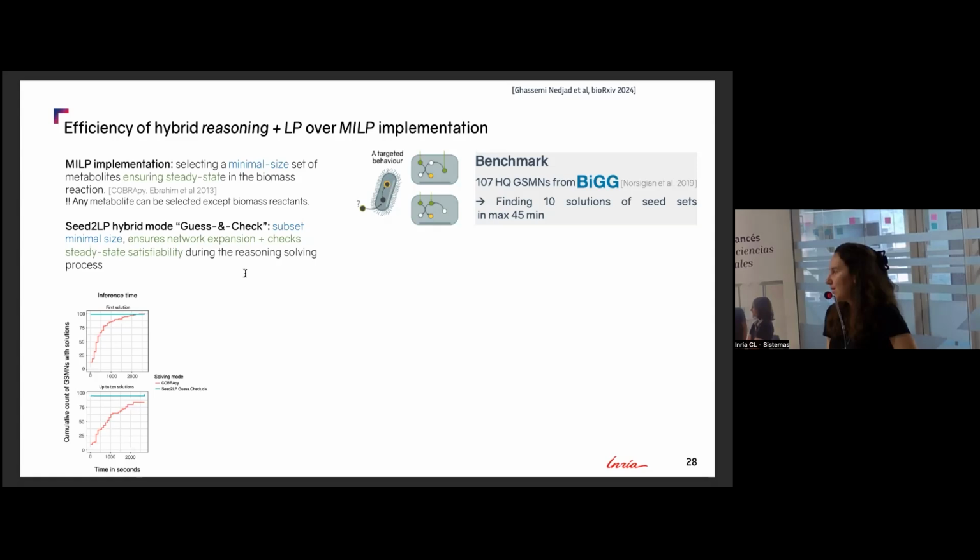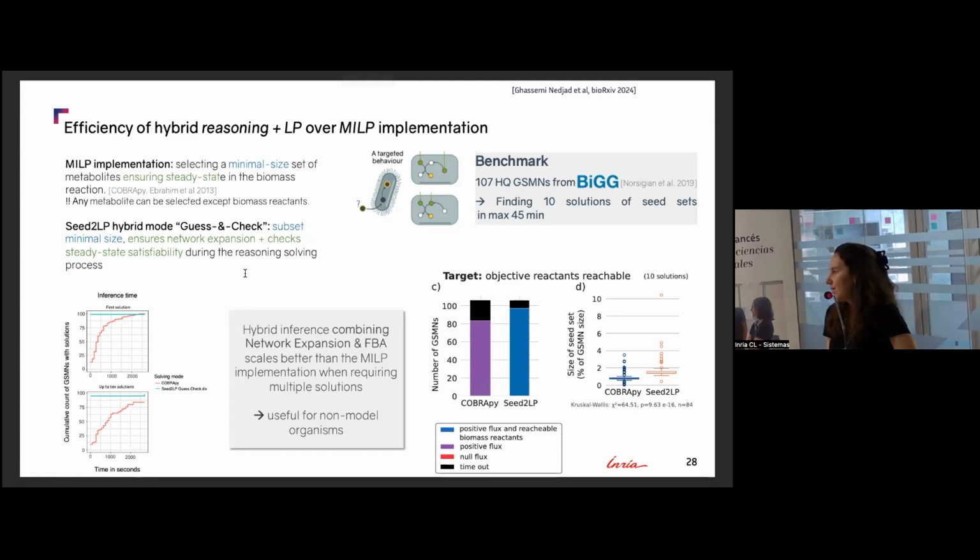And you see that if you want to generate 10 solutions, then the MILP implementation really struggles. So here, looking at the results, indeed, there are a few timeouts for the MILP implementation of Cobra Pi to get 10 solutions. And our tool is the only one that satisfies both network expansion and flux balance analysis constraints. So that is actually very useful for non-model organisms when you really want to explore the solution space.